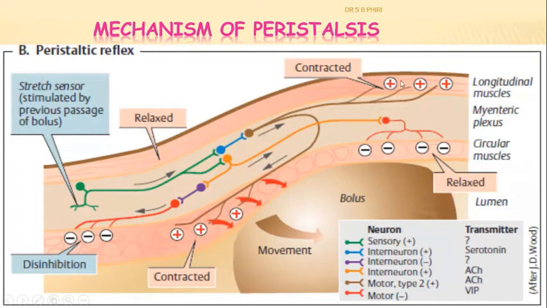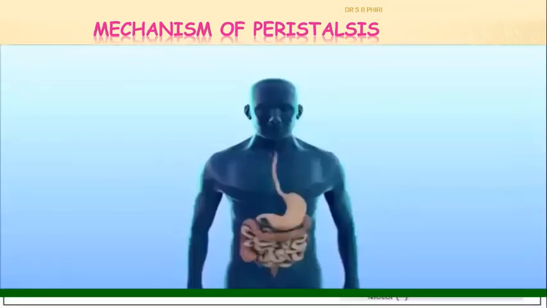So the longitudinal muscles, when they are contracting, the segment is going to shorten. When the circular muscles are contracting, the lumen is going to decrease. So this bolus will be pushed. But the circular muscles above and beyond the bolus, they are going to be inhibited. There is release of nitric oxide, VIP, vasoactive intestinal peptide, and adenosine triphosphate, ATP. So this is the actual mechanism.